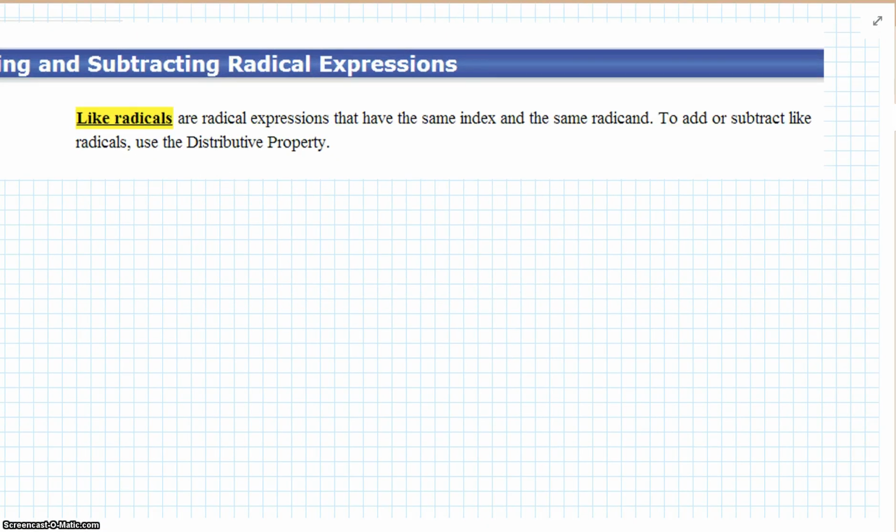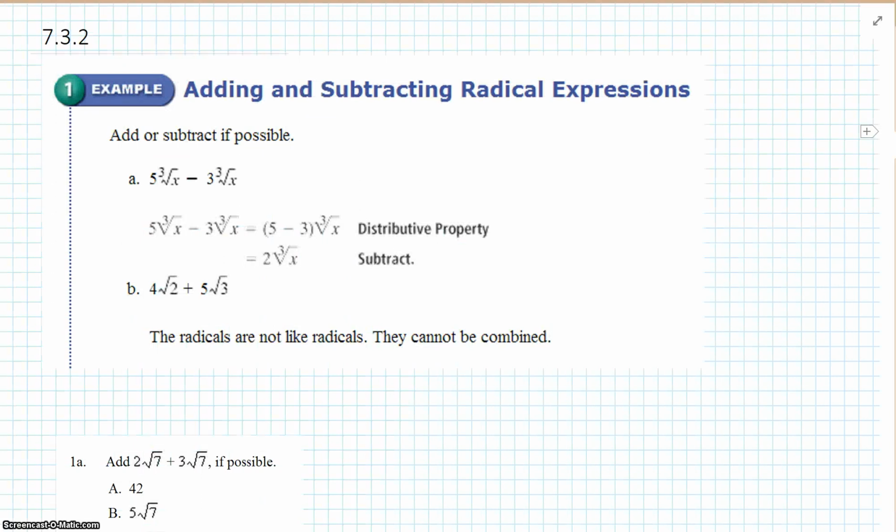Like radicals are radical expressions that have the same index and the same radicand. To add or subtract like radicals, you just use the distributive property. So let's look at an example. I've got 5 cube root of x minus 3 cube root of x. Okay? Since the radicand and the index are the same, we can just treat this like (5 minus 3) in parentheses times the cube root of x.